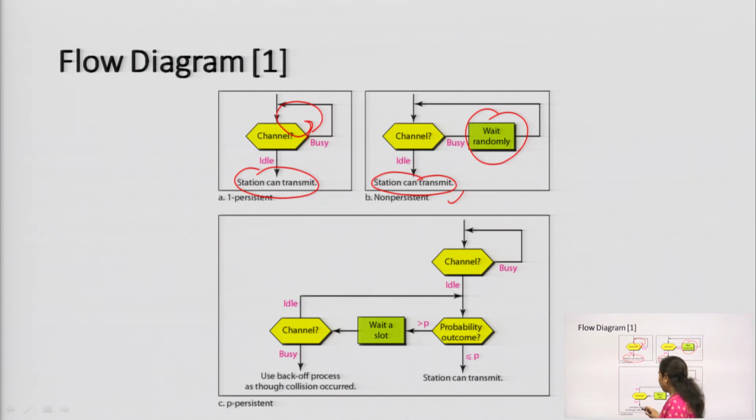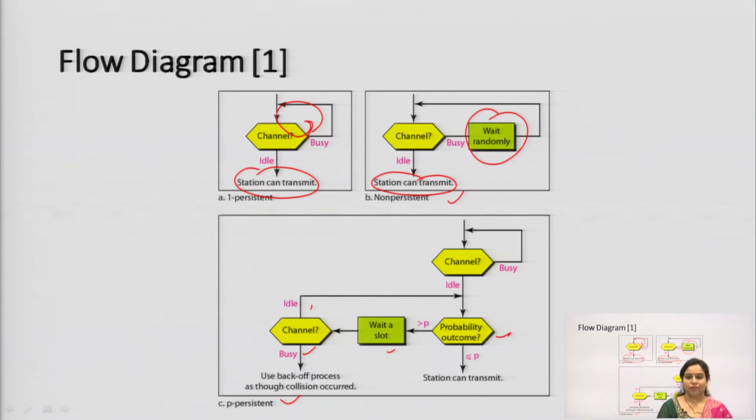Whereas, if we are talking about the p persistent method, it will check whether the channel is idle or busy, and it will wait for a slot, and then the probability of outcome is there. If it is greater than p, then it will wait. If it is less than or equal to p, then it will transmit the data. So, this is the p persistent method. These are the different types of persistent methods: one persistent, non persistent and p persistent.